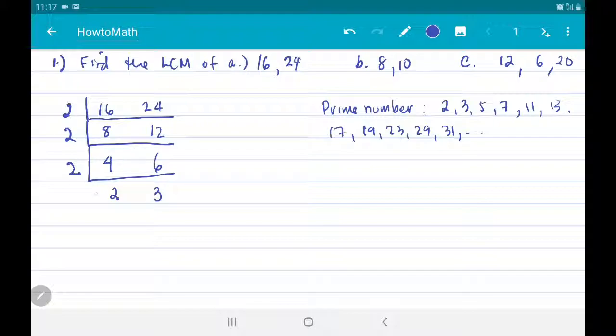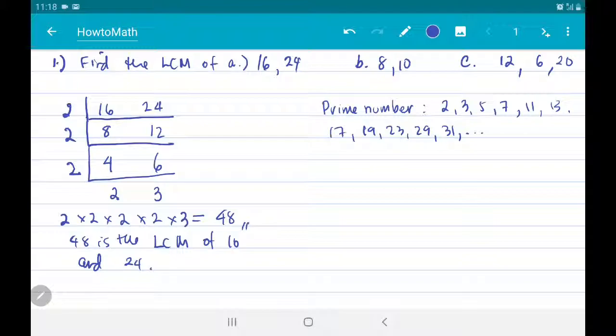And then if all the numbers are already prime, you just multiply. So 2 times 2 times 2 times 2 times 3. 4 times 2 is 8. Times 2 is 16. Times 3 is 48. So 48 is the LCM of 16 and 24.